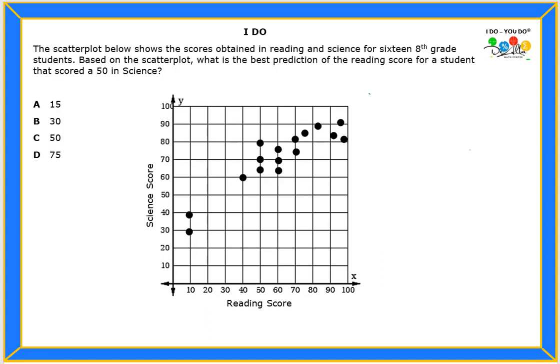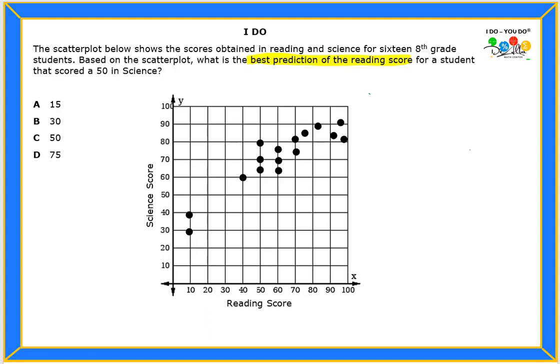Let's read the problem. It says, the scatter plot below shows the scores obtained in reading and science for 16 8th grade students. Based on the scatter plot, what is the best prediction of the reading score for a student that scored a 50 in science? So what is it that I'm looking for? I want to find the best prediction of the reading score. That's what I'm looking for.